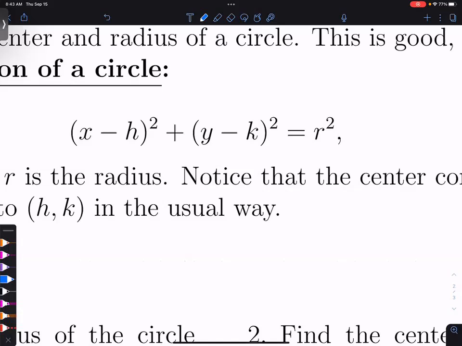The X and Y, that's telling you about the coordinates. What do you think H and K are? Look at where they are. Look at how this thing works. Think about stuff we already know.